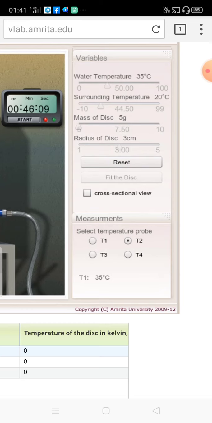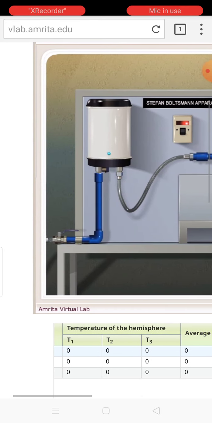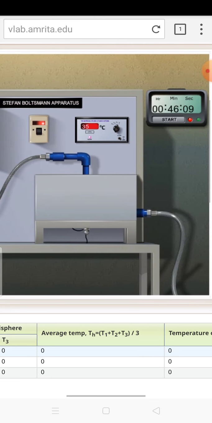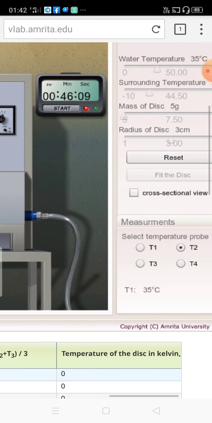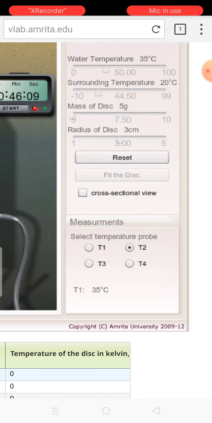Then stop it. Now I find the value of the surrounding temperature is 20 degrees, the water temperature is 35 degrees, and T1 is 35 degrees. So you have to write down the value each time. This is the water temperature, 35 degrees, and it is also written over here. The surrounding temperature is 20 degrees, and T1 is 35 degrees.